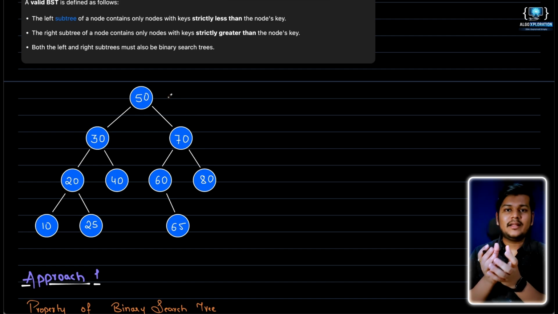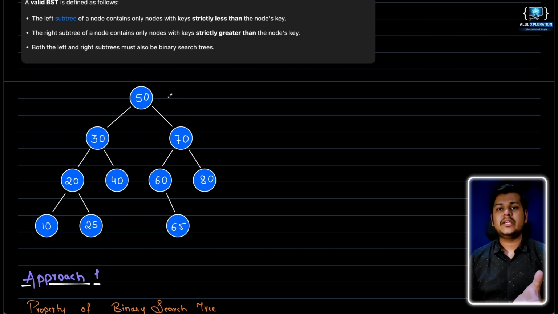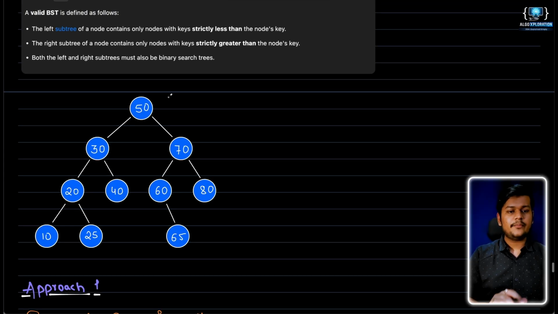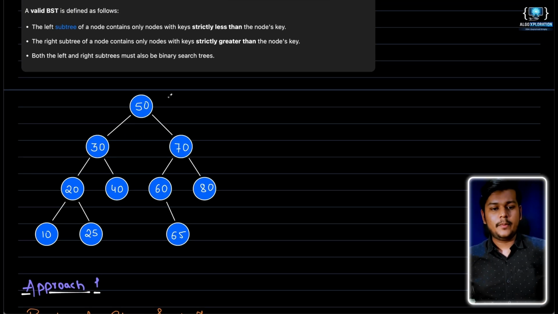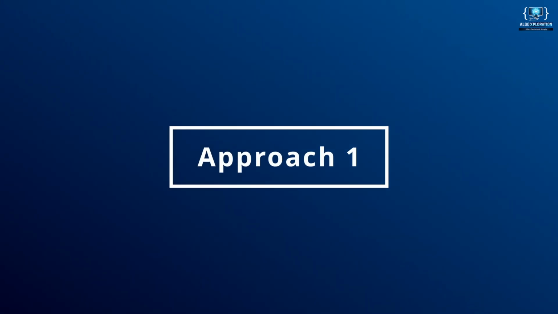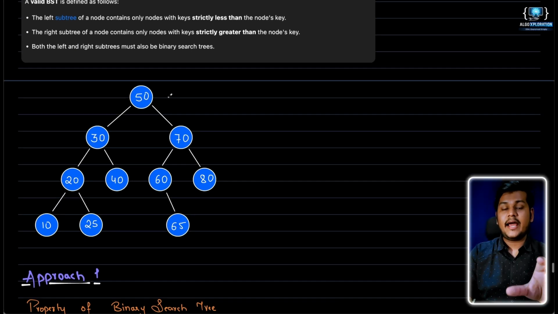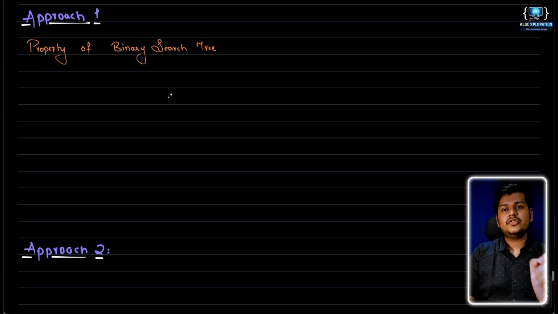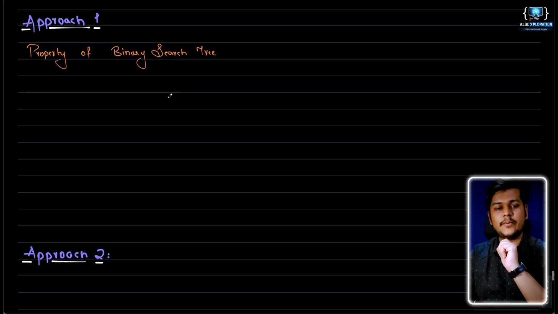Now we need to return only whether the tree is BST or not. I believe that you got the first property. Now see how we will solve this problem. I feel that the first approach that I will be explaining is the easy one. For that, you should know the second property of BST.